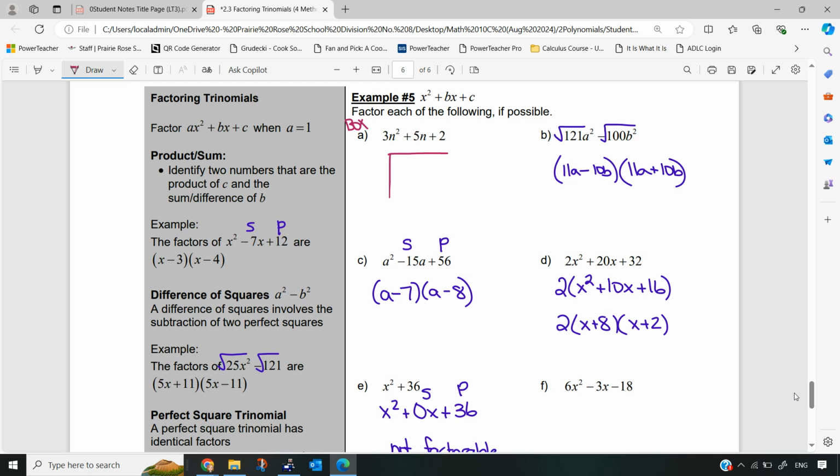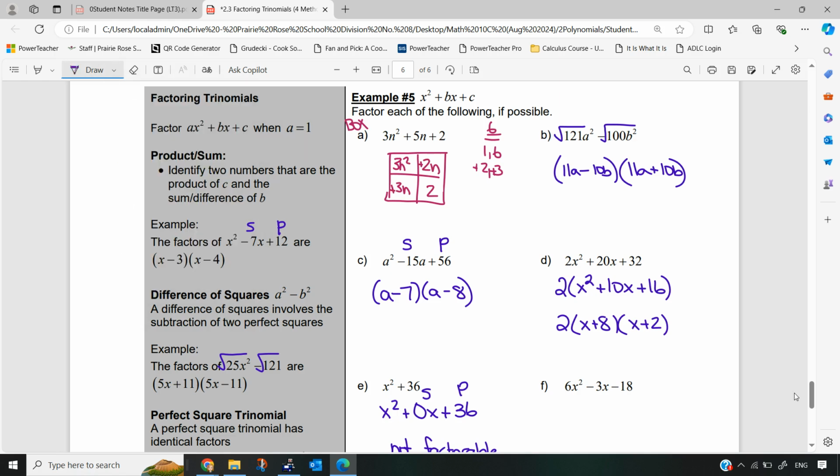So I set up my box. The top corner is 3n squared. The bottom corner is positive 2. And I'm looking for numbers that multiply to be 6. So I've got 1 and 6 and 2 and 3. Notice that I have a positive product, so I want the same sign, and I want a positive sum. So that's going to be positive 2 and 3. So I'm going to put a positive 2n and a positive 3n.